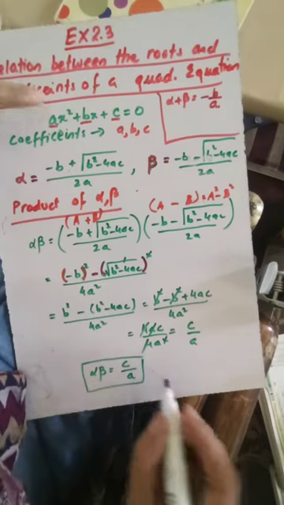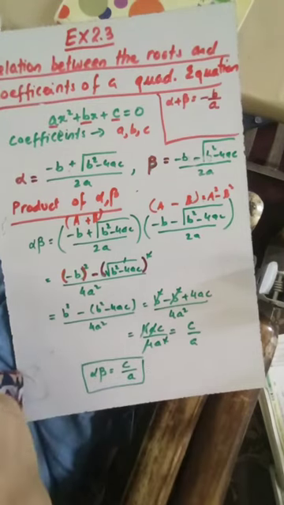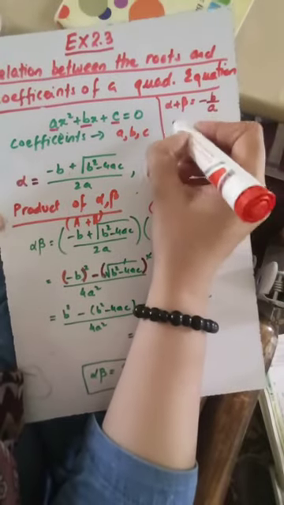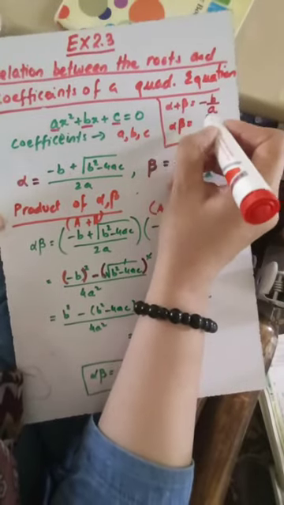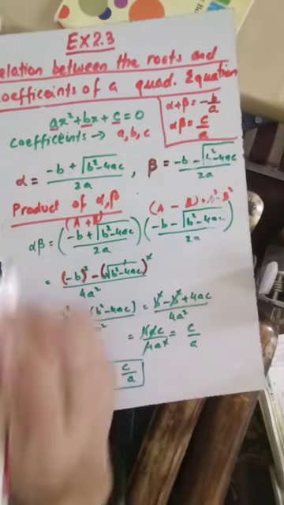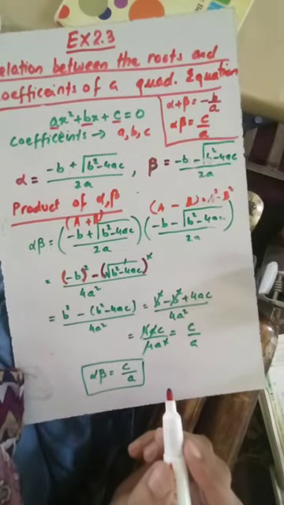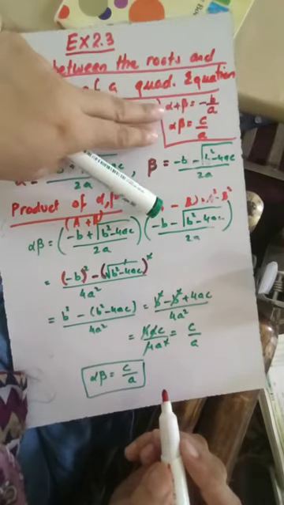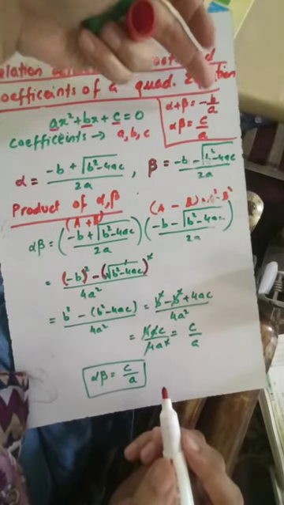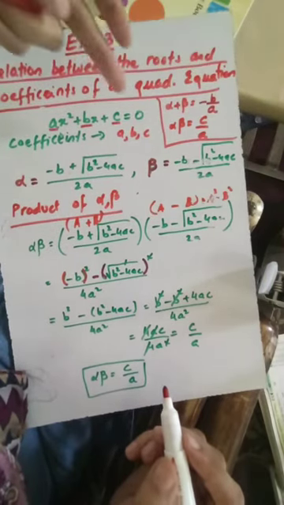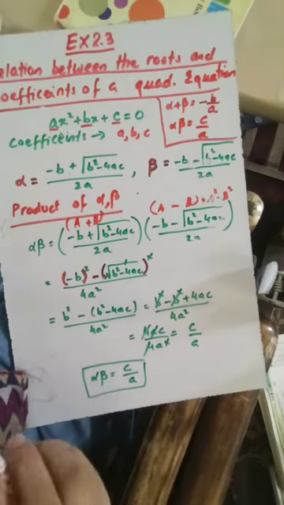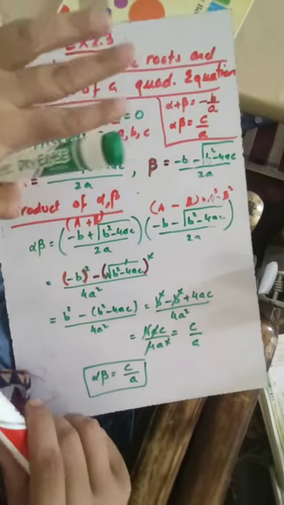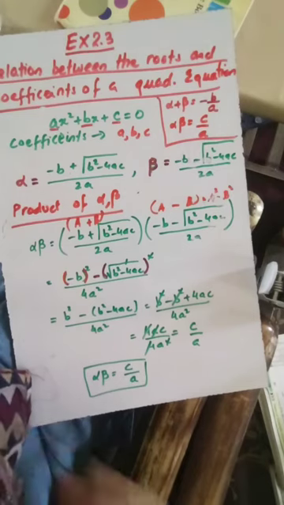So this is the second equation or the second relation. The first was alpha plus beta is equal to minus b over a, and the second is alpha into beta is equal to c over a. These two equations show the relation between the roots and the coefficients of a quadratic equation. Now we are going to apply these two equations to solve different questions in exercise 2.3.